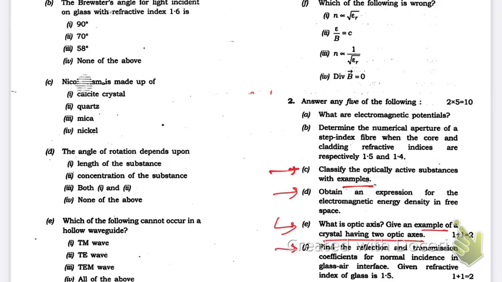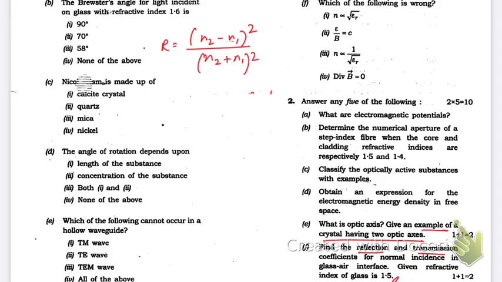So 2F: find the reflection and transmission coefficient for normal incidence in a glass-air interface, given the refractive index of the glass is 1.5. So how to find it? Now you see, the reflection and transmission coefficient. Reflection coefficient R is given by (n2 minus n1) whole square by (n2 plus n1) whole square. So here it is a glass-air interface.